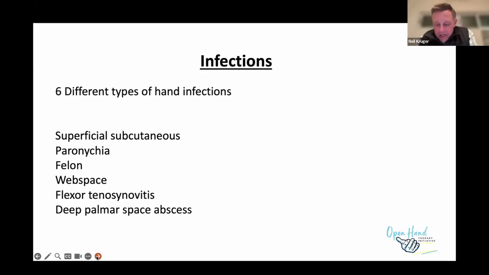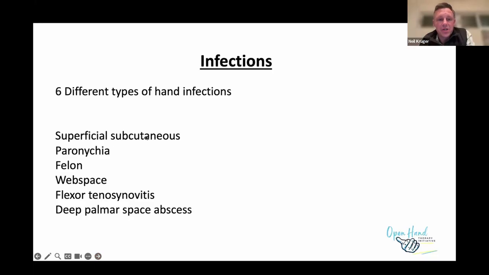Pieter very briefly chatted about infections. I would like to show the six different types of hand infections. These are the only types of hand infections that you get, okay? These are bacterial hand infections. You do get, obviously, your viral hand infections, your mycobacterial hand infections, but the common things that you see are going to fall into one of these six different types of hand infections.